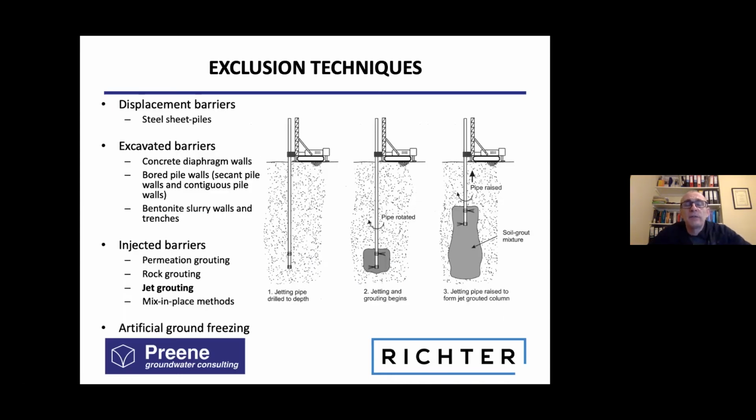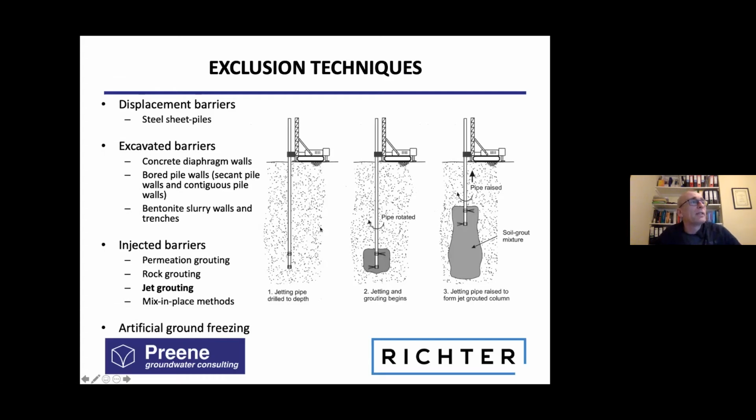So the grouting techniques I've just described are so-called permeation grouting or rock grouting, and the essence of those methods is that we're trying not to disturb the ground. We're literally trying to gently push grout fluid into the ground without disturbing the ground. But there's another approach known as jet grouting, where we deliberately try and disturb the ground.